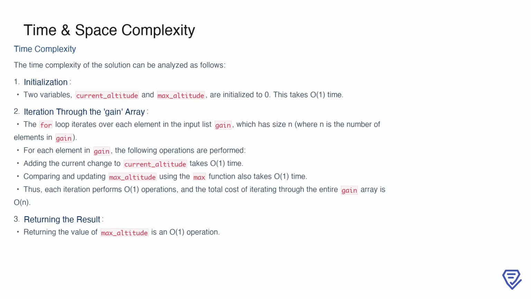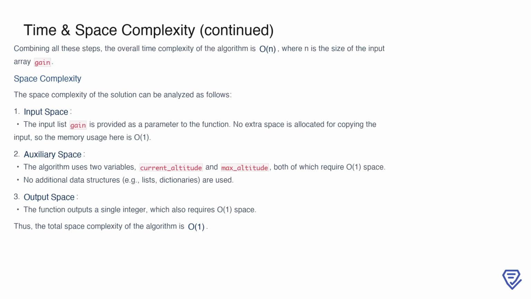Finally, returning the result, which is the value stored in max_altitude, is also an O(1) operation. Adding these steps together, the overall time complexity of the algorithm is determined by the most significant term, which is O(n). Now, let's examine the space complexity of the solution.